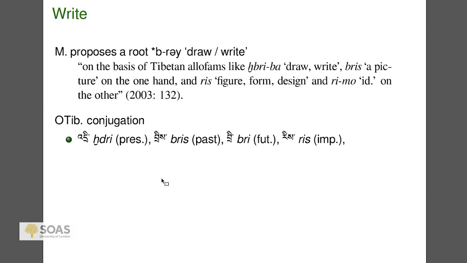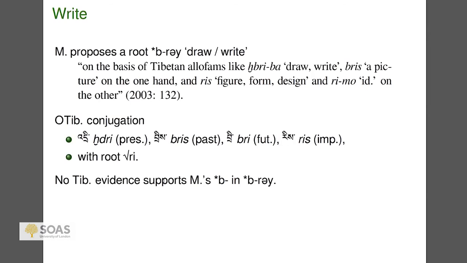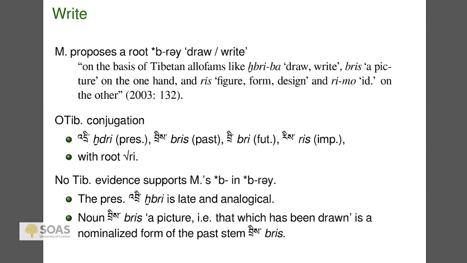Because in the verb, it's an innovation, and in the word picture, it's derived from the past. A picture is something that has been drawn. So the root is ri, and no Tibetan evidence supports the reconstruction of the B in *bre. The present is late and analogical, and the word for picture derived from the past. I also want to point out that it would be really surprising if the Sino-Tibetans had a word for to write. But maybe that's a little bit unfair as a criticism, because it can also mean to draw, and the Proto-Sino-Tibetans probably could draw or scratch. Oftentimes verbs for drawing or scratching come to mean write.